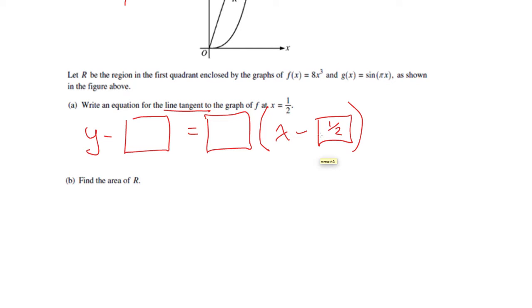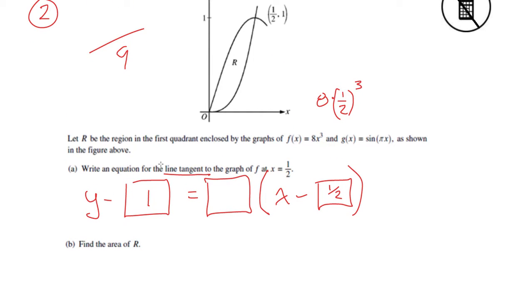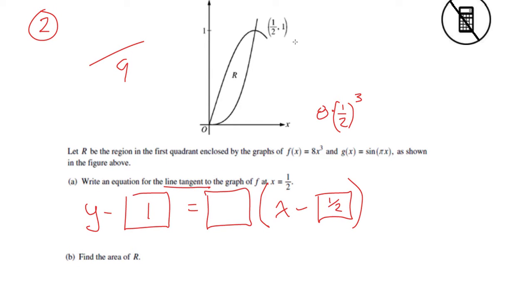What is the y? Everything is dealing with f, I'm only dealing with this function right here. So if I plug in 1/2, it's going to be 8 times 1/2 to the power of 3. 1/2 to the power of 3 is 1/8. 8 times 1/8 is 1. Most of us got 1. You can scroll up, it's written right there. That is the much easier way of getting it.